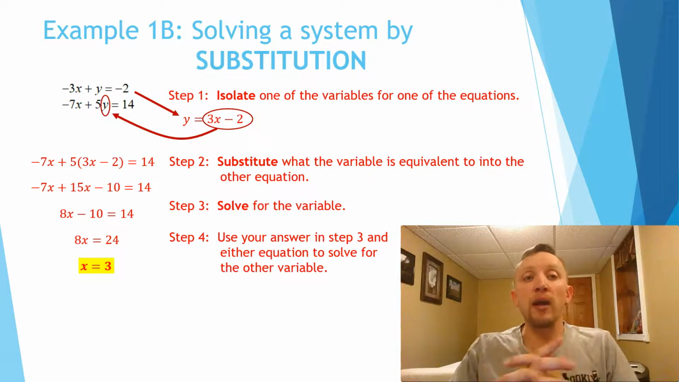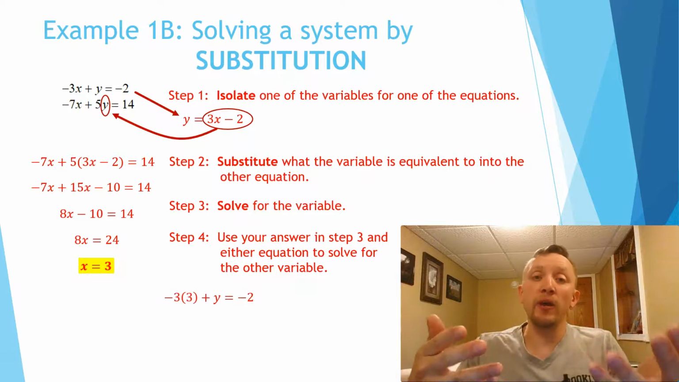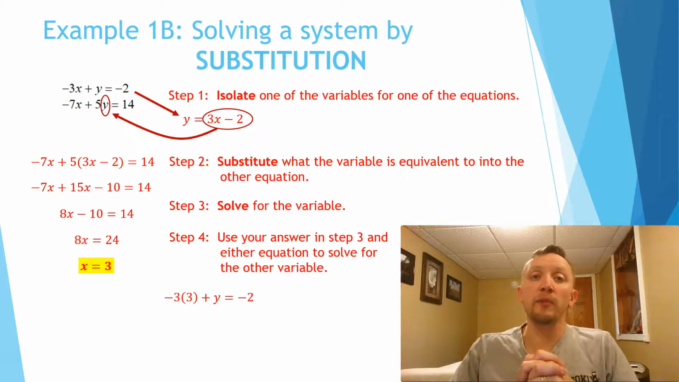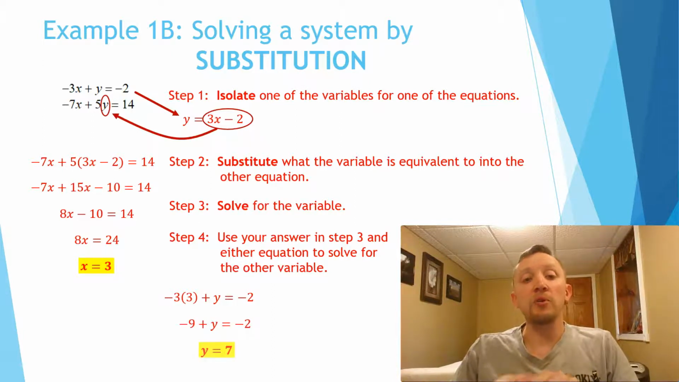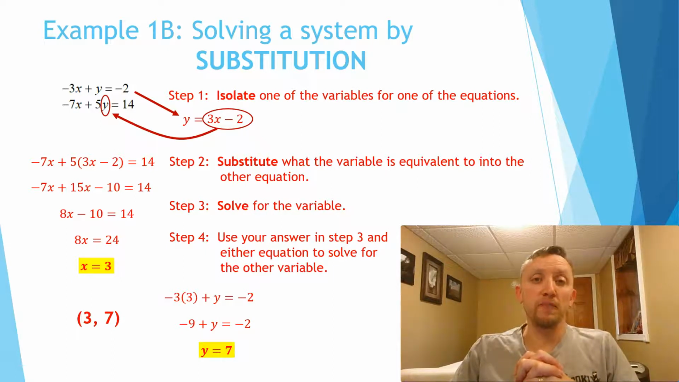So again, it does not matter which one we use. I like to look for the one that might be the simplest to use. So maybe that first one will be the easiest to use. So I'm going to take negative 3 times what x is, 3, so negative 3 times 3, plus y equals negative 2. Well, negative 3 times 3 is negative 9. And if I add 9 to both sides, I get y equals 7. So when I put these together, my answer is the coordinate (3, 7). So that's how you do this with substitution.